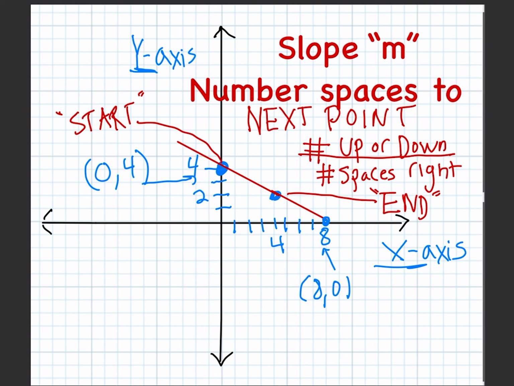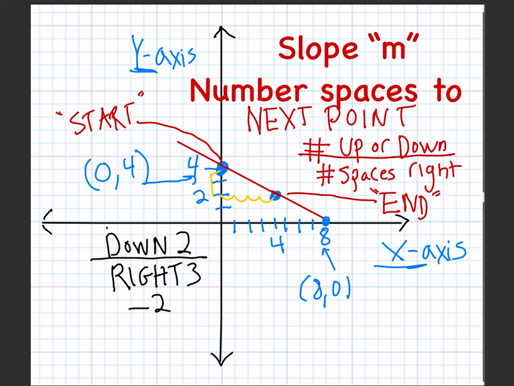So what are we going to do? We're going to start at our first point. I went down 2 and then right 4. That's how I got to the end point. Down 2 and then I had to go to the right 4. All right, so when you go down, or sorry, that should actually be right 4, but let's just say it was down.